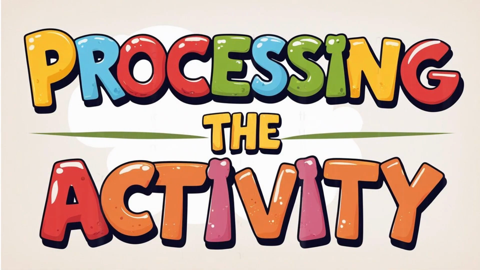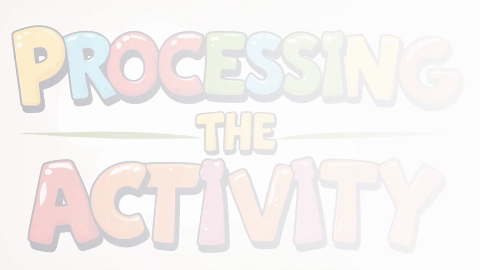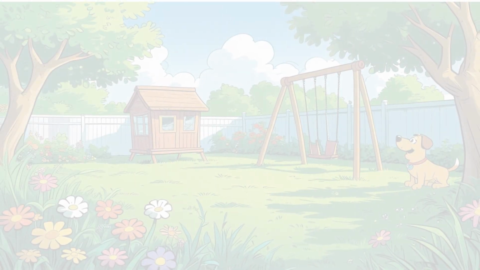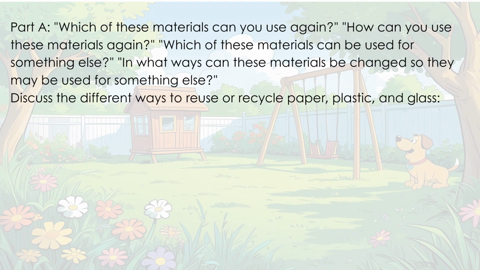Let's process the activity. Part A. Which of these materials can you use again? How can you use these materials again? Which of these materials can be used for something else? In what ways can these materials change so they may be used for something else? Discuss the different ways to reuse and recycle paper, plastic, and glass.